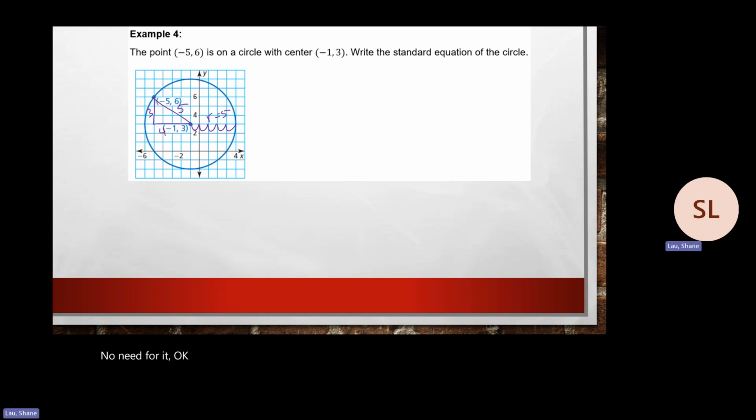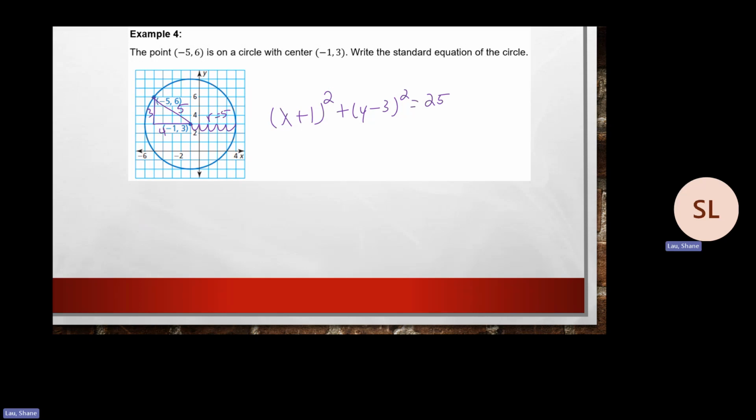So write the equation as we would normally do. So x plus 1, right? That's part of my center, squared, plus y minus 3 squared equals r, which is 5, squared, which is 25. And that's it. That's my equation.